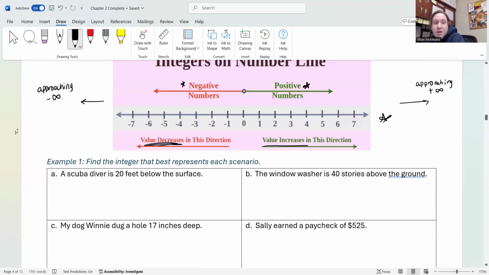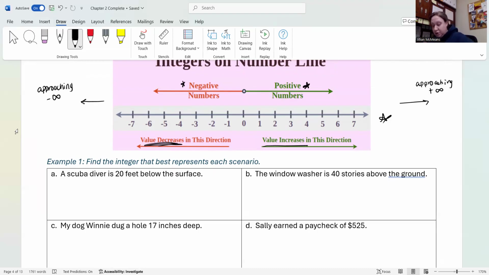So for example 1, it says find the integer that best represents each scenario. So we just have a few really simple, basic, real-world scenarios, and we're going to represent them with some number that is either positive or negative. So for part A, we have a scuba diver is 20 feet below the surface. A lot of times with little statements like this, we can use just our common sense, like we understand how things in the real world work. But sometimes you can look for clues, okay?